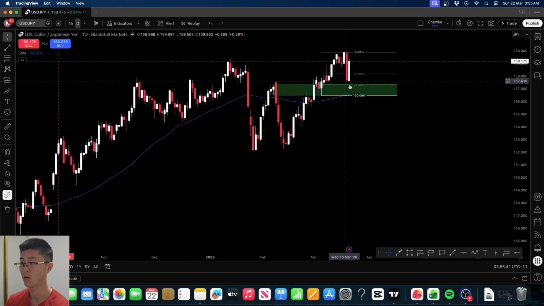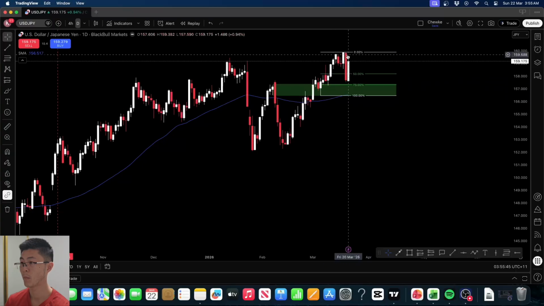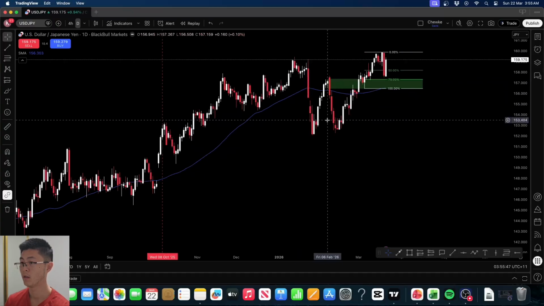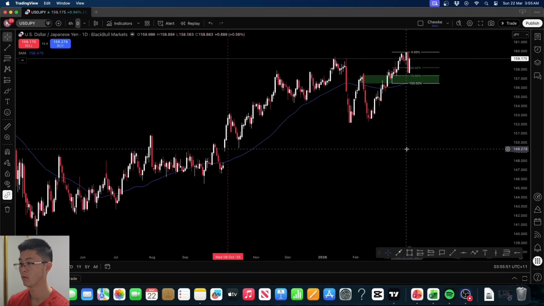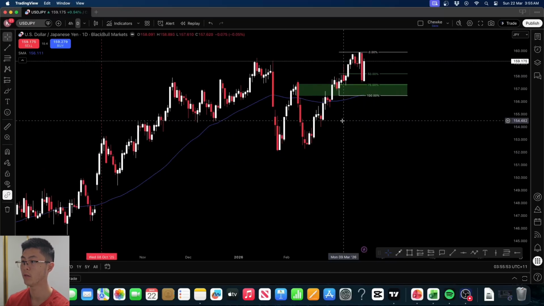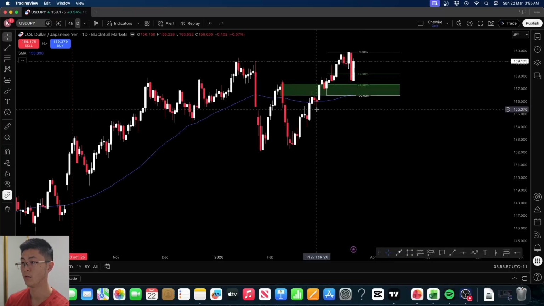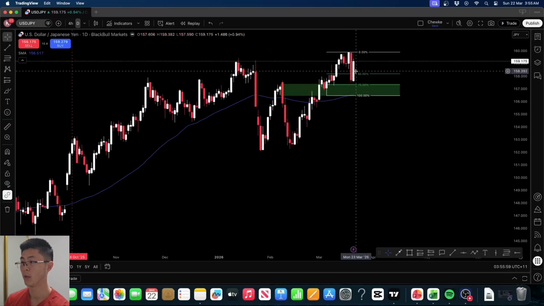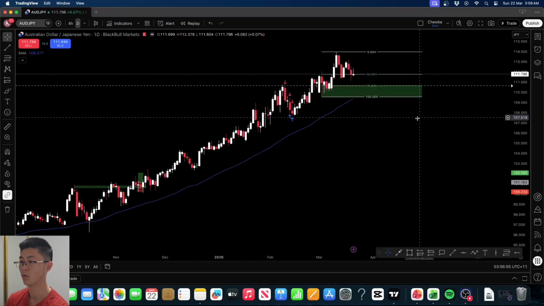UJ, we're actually going up for UJ. Quite nice, I think, in terms of current trend for UJ. Again, if we get our fundamental data to back it up, we will be able to take longs. But right now, the main focus is AJ and AU.